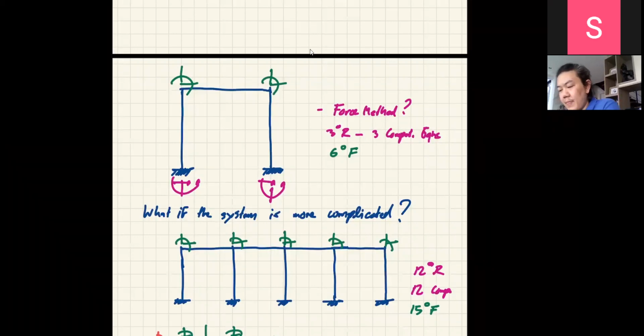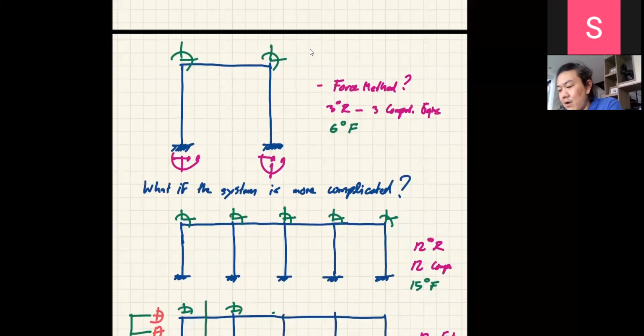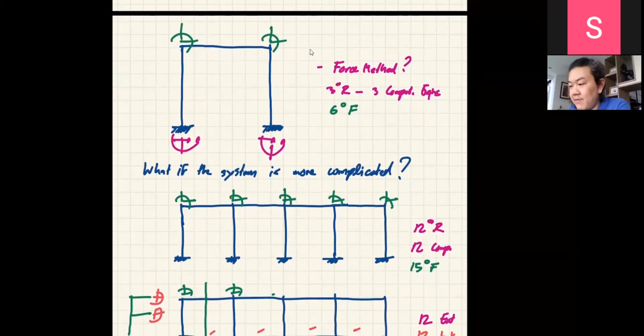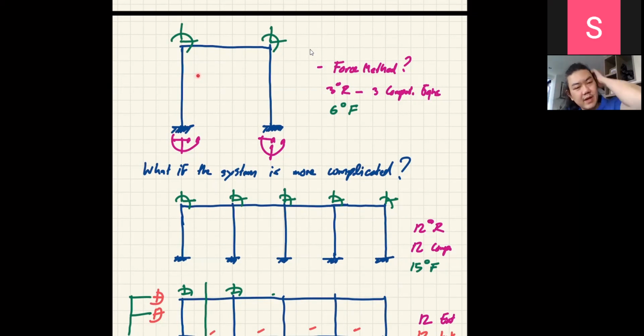Okay, so let's go back here. Now we know a simple system like the first one here. If we focus on the degrees of freedom, this system has 6 degrees of freedom. Meaning, if you can identify all these 6, you can obtain any information that you want from this frame, whether it's the internal axial force, shear force, or bending moment. Just those 3 are the most important, okay?